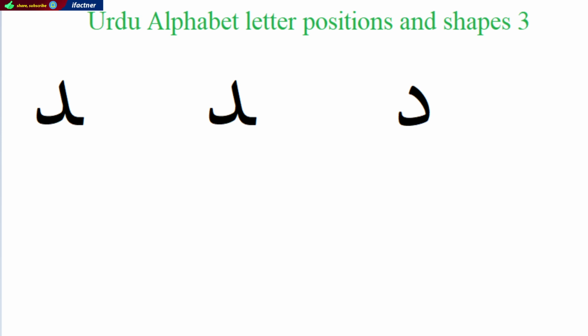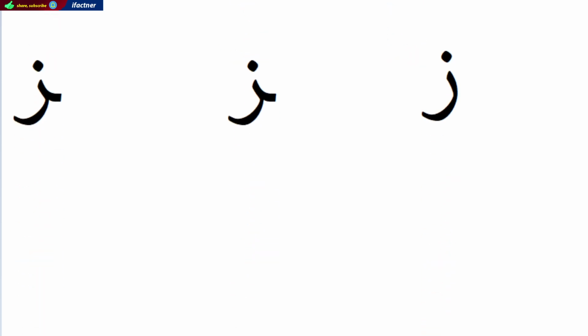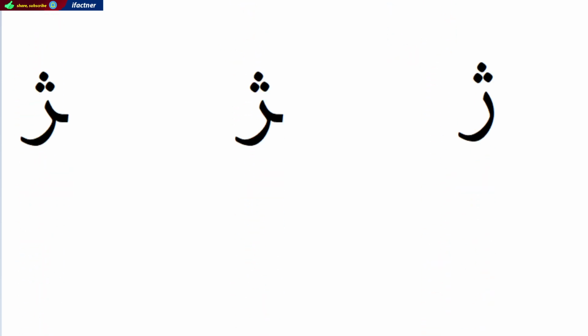We will cover the third row characters of the Urdu alphabet, and these characters include daal, dal, zal, re, are, ze or ye.